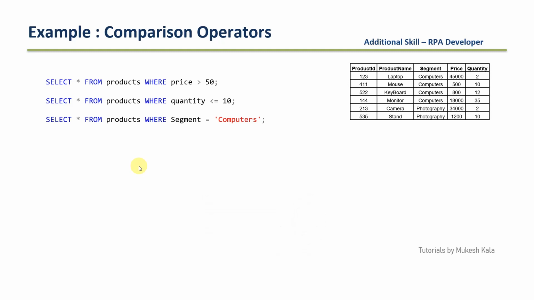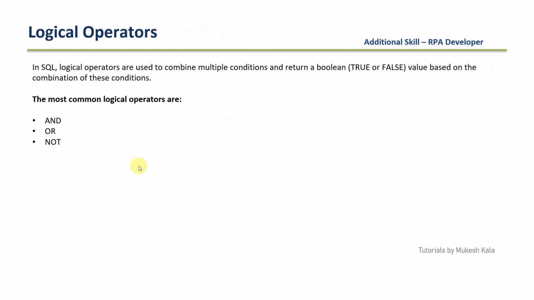Okay. Moving forward, the next one is called the logical operators, right? So what exactly are the logical operators? Logical operators are used to combine multiple conditions, and same like the previous one, this also returns a boolean, either true or false. The most common types of logical operators are and, or, not. How I can utilize them?